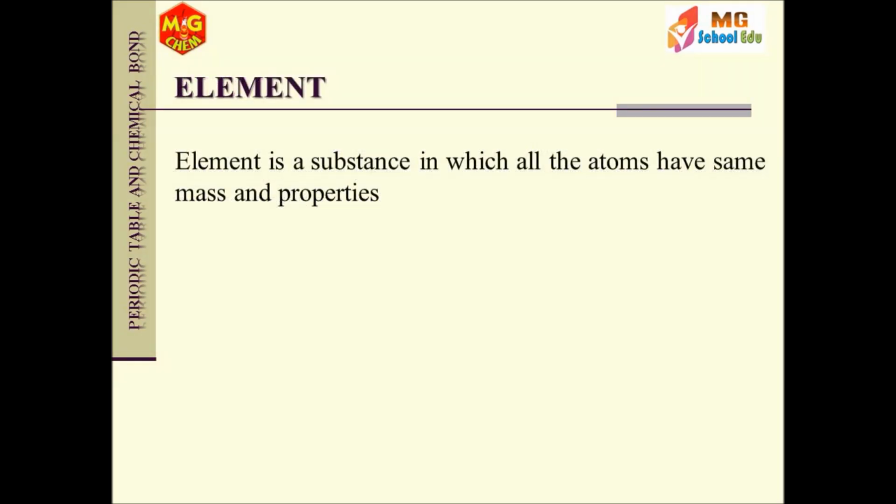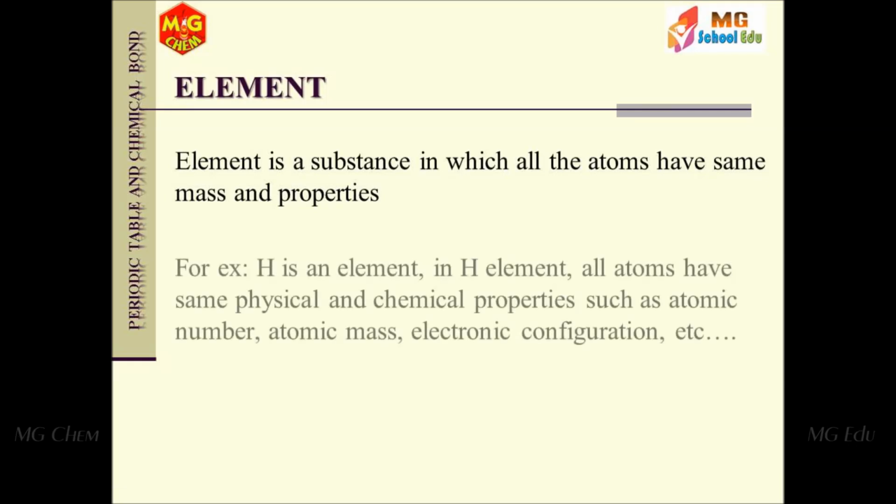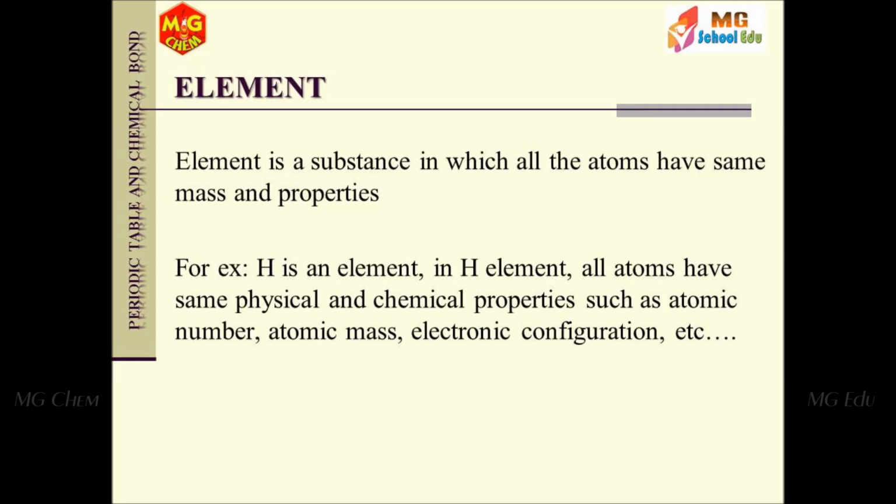Element. What is an element? An element is a substance in which all the atoms have the same mass and properties. For example, hydrogen is an element. In the hydrogen element, all atoms have the same physical and chemical properties, such as atomic number, atomic mass, and electronic configuration.